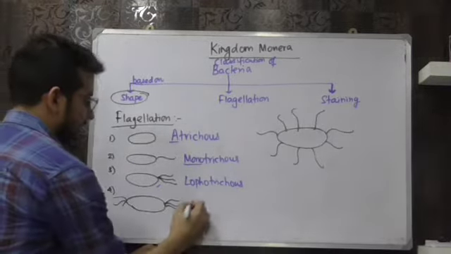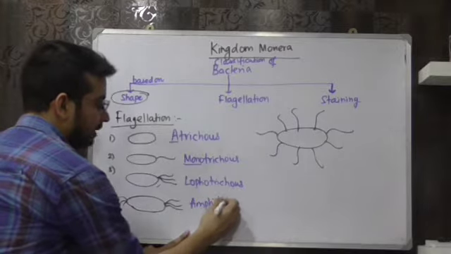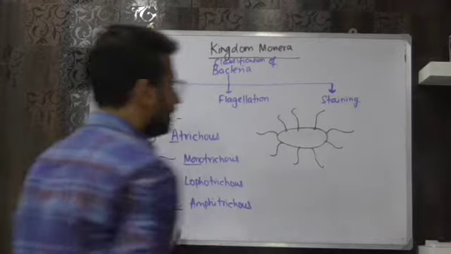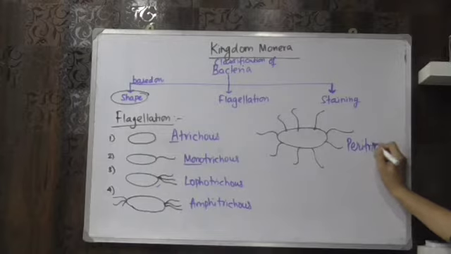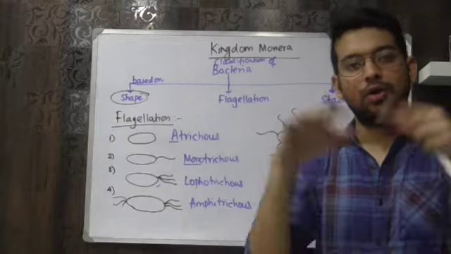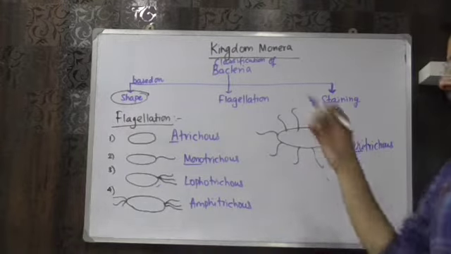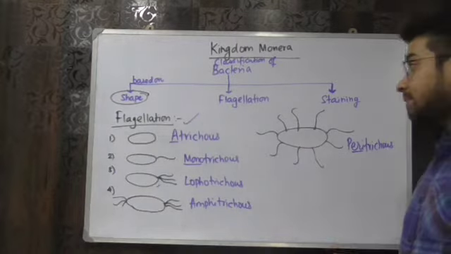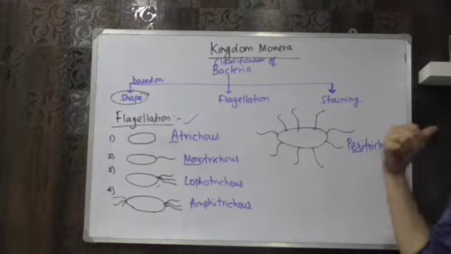And this one is called Amphitrichous. Amphi means on both the sides. This one is called Peritrichous. It has flagella all over its body. Peri means throughout the body. That's it. This is the classification system. You just have to remember the names: Atrichous, Monotrichous, Lophotrichous, Amphitrichous, and Peritrichous. Please copy this part.